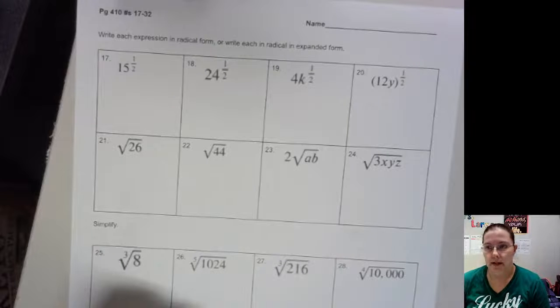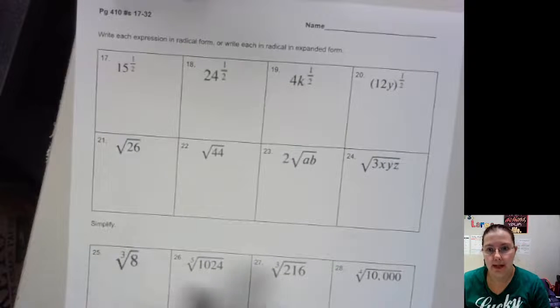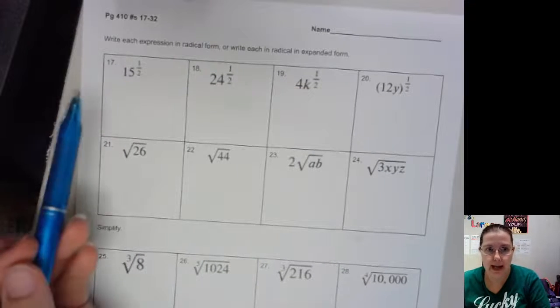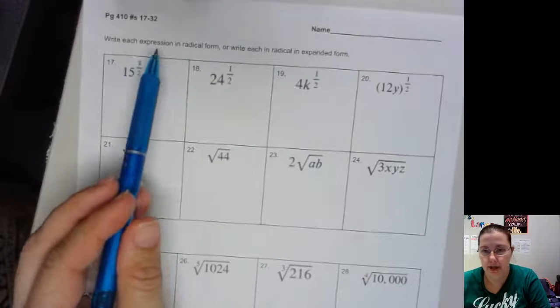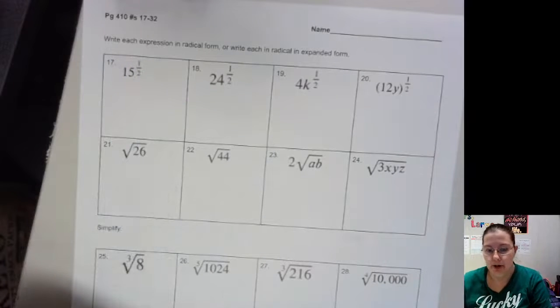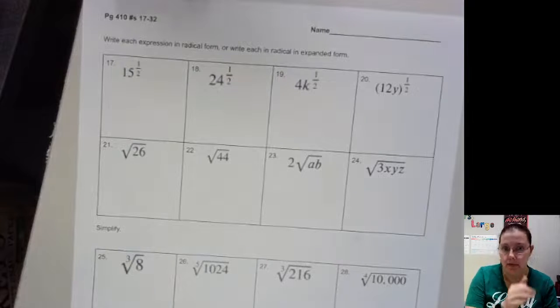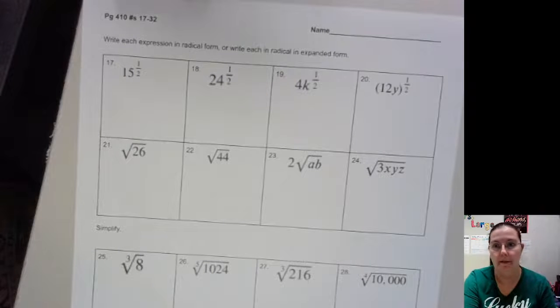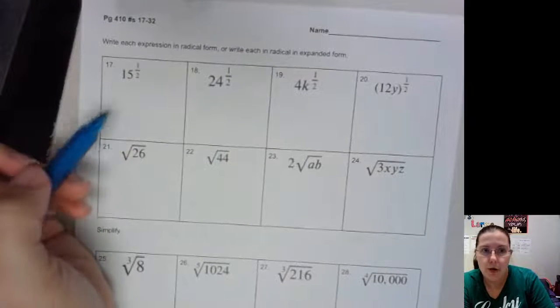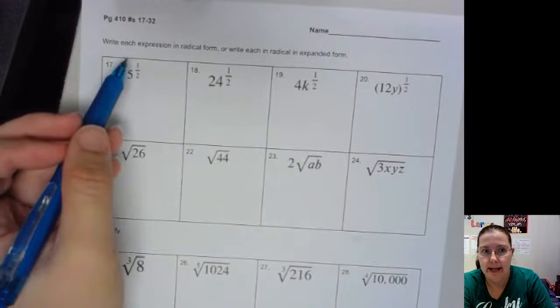Good morning. Today we are working on 7.3 with rational exponents. The homework today is actually page 410, numbers 17 through 32, but I took those problems and turned them into a worksheet for us, so that way it would be a little bit easier and we didn't have to worry about having our book.